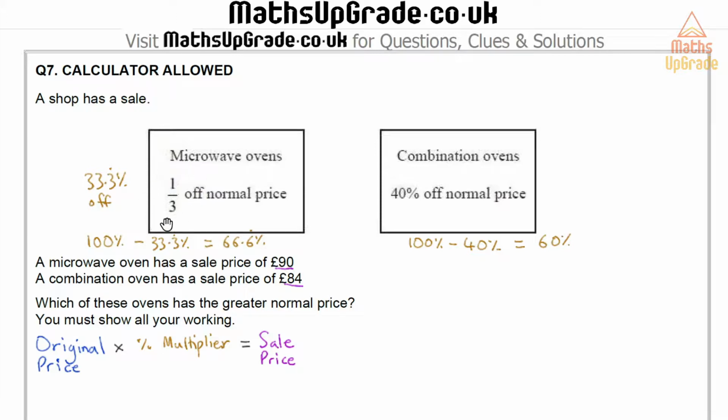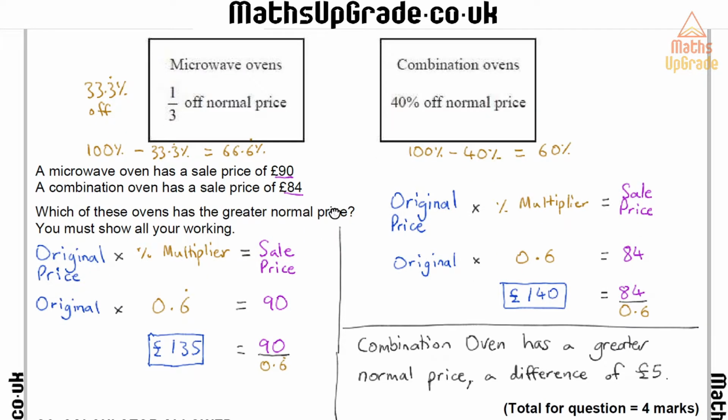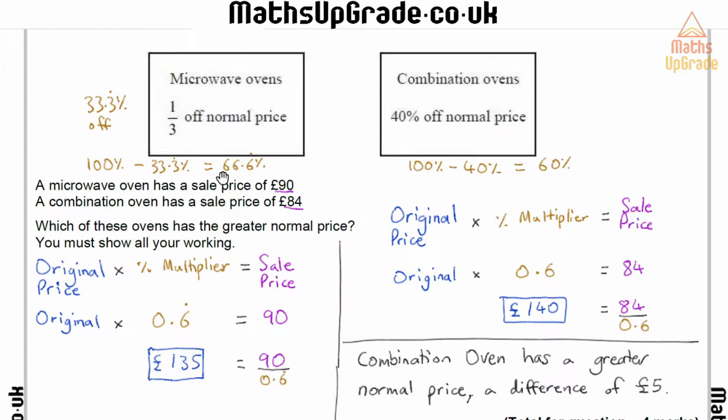First of all, a third off is the same as 33.3% off. So in other words, I need to find 66.6% of the original price to get the sale price. As a multiplier, 66.6 recurring percent is 0.6 recurring. So the original times 0.6 recurring is 90. So let's do the inverse of multiplying, which is dividing. So 90 divided by 0.6 recurring gives us £135 for the microwave ovens. So that's the original price of the microwave ovens before the sale.